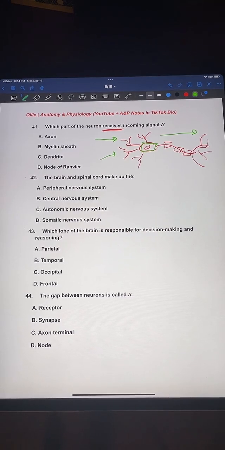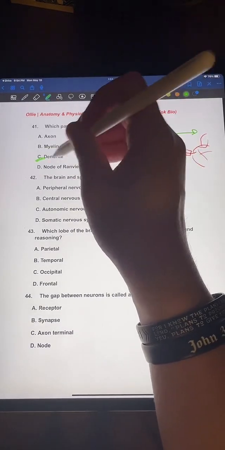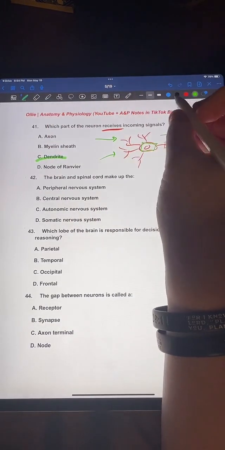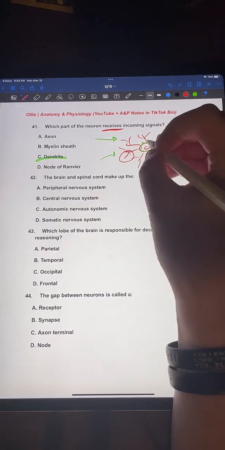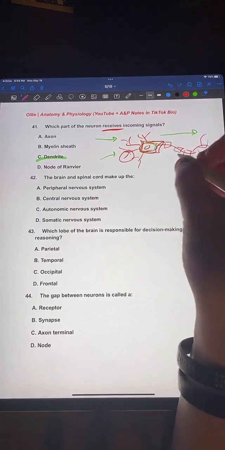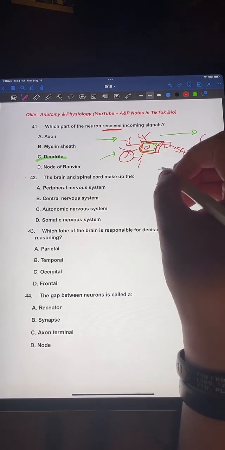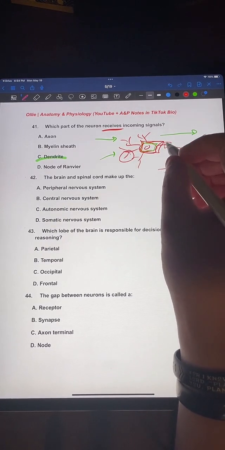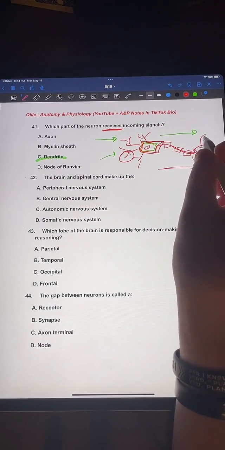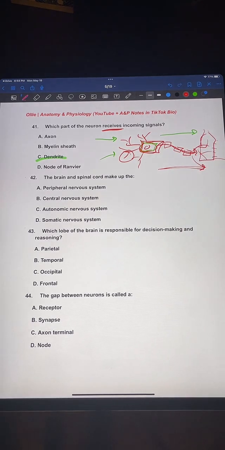The answer is C, it is the dendrite. So our dendrite is going to receive it. Our soma, or our cell body, integrates it. Our axon transmits it to another neuron, speeding up the impulse with the myelin sheath, and then at the axon terminal, here is where it gets transmitted.